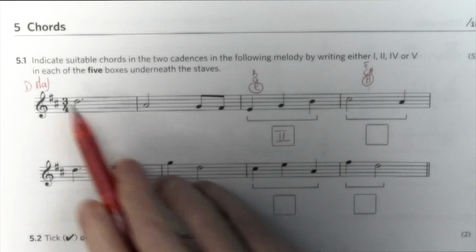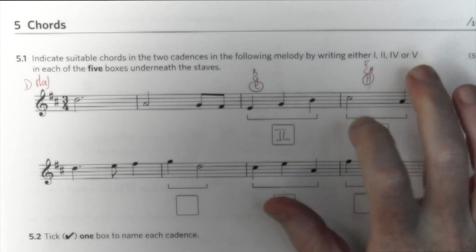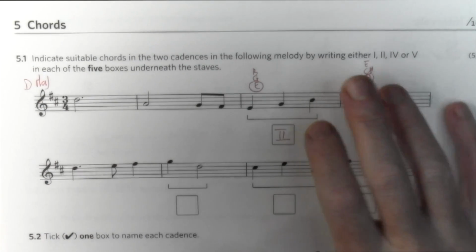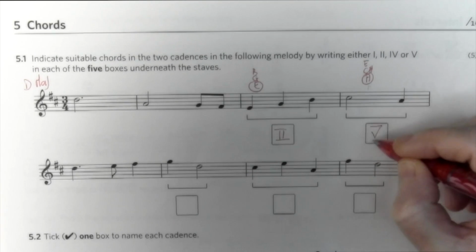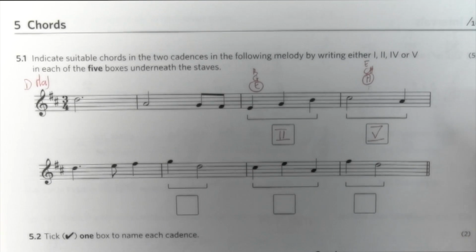La for D is the fifth degree. Re, Mi, Fa, Sol, La, fifth degree. And in fact, here it is. An imperfect cadence.